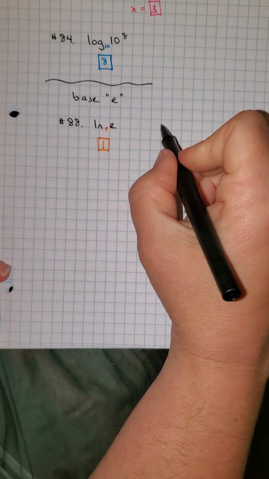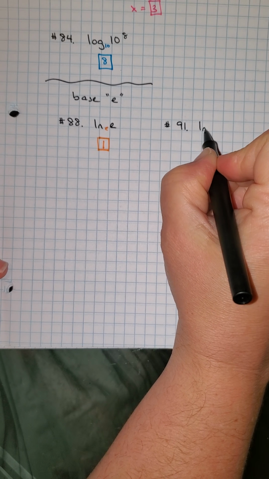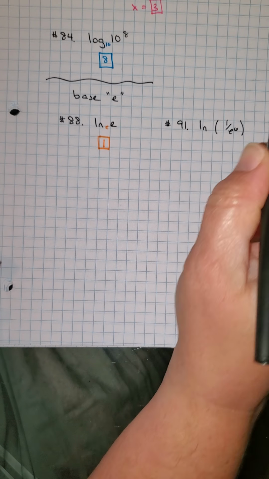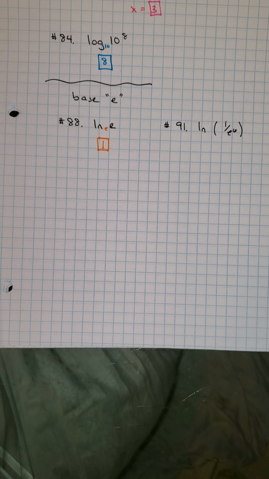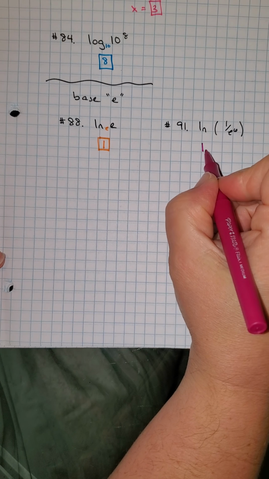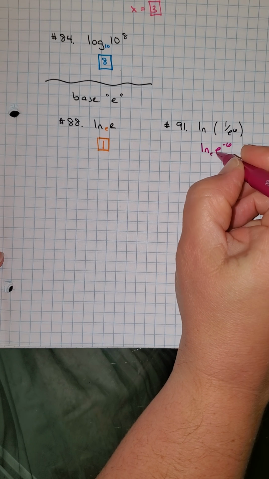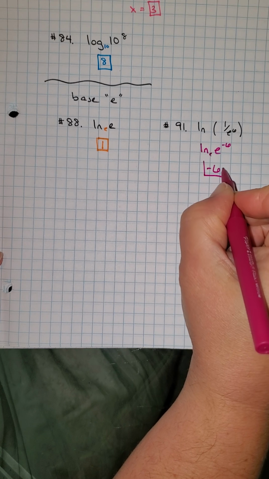Number 91, you have the natural log of 1 over e to the 6th. It's flipped. If you wanted to unflip it, you just throw in a negative in the power. So you could make it the natural log of e to the negative 6, which means it's e to what power is e to the 6th. It would be negative 6.